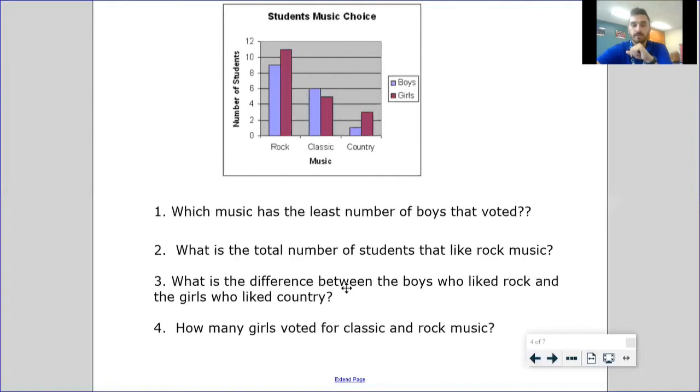Last question I want to ask you for the double bar graph. Again, see if you can figure out this answer before I start explaining. Pause button. It says, how many girls voted for classic and rock music? So I'm going to refer to my key. Girls were purple. Here's classic. Here's rock. Rock had 11 girls, which we figured out a couple questions ago. Classic has 5 girls. And if I go 11 plus 5, that would give me a total of 16 girls who voted for classic and rock.